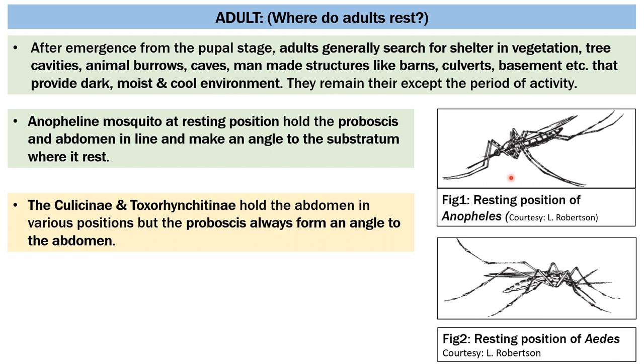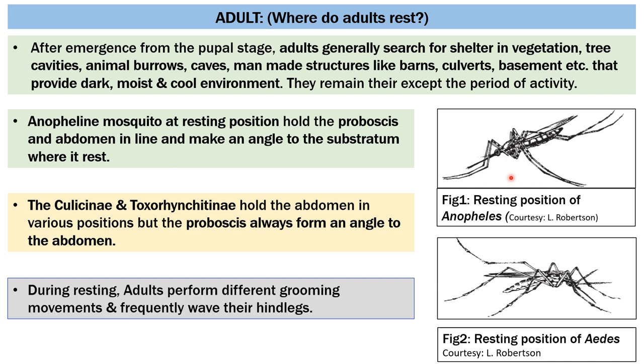The culicines and toxorhynchitines hold the abdomen in various positions, but the proboscis always forms an angle to the abdomen. In figure 2, you can see the resting position of Aedes, which is one of the culicine mosquitoes. The abdomen and the proboscis form an angle with the substratum, so the proboscis, head, and abdomen are not in a straight line. During resting, adults perform different grooming movements and frequently wave their hind legs.